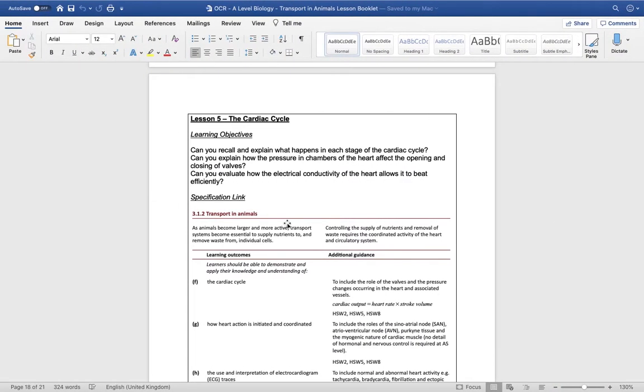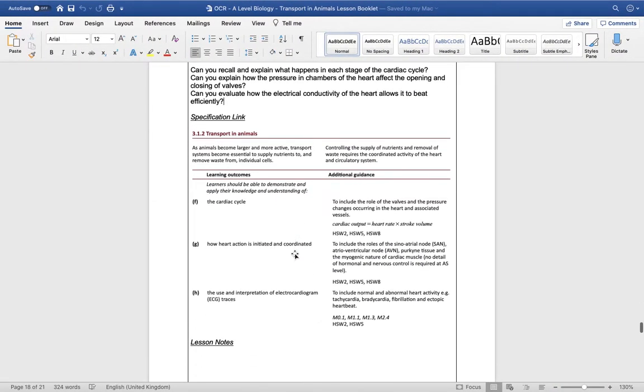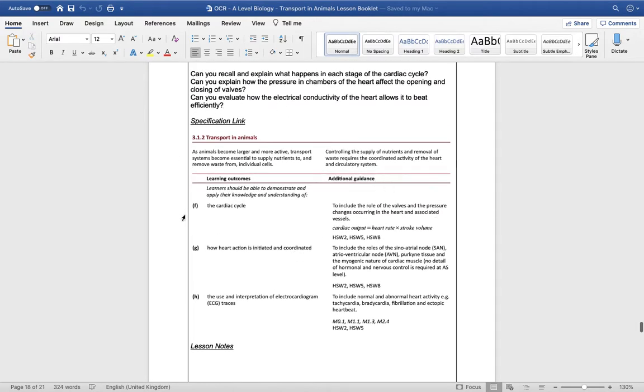Now, for my lessons, I do give you these booklets where you can write your lesson notes in. The specification link, I have literally just cut and pasted it from here onto my PowerPoint.